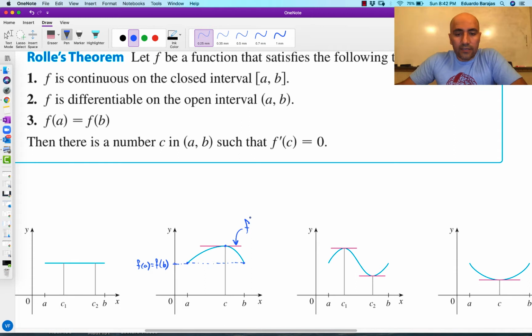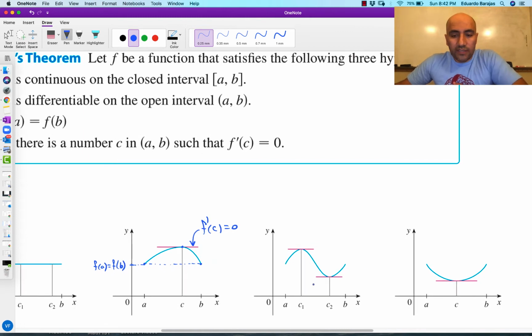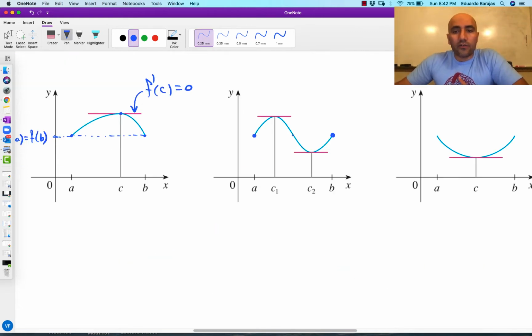So this is f prime of c equals 0. The slope of that tangent at that point is equal to 0. There will be at least one horizontal tangent drawn on our function. This is just one way of drawing it. Here are a couple of other ways that we can achieve the exact same thing. Again, we have closed endpoints there and there. Here's another stereotypical example.